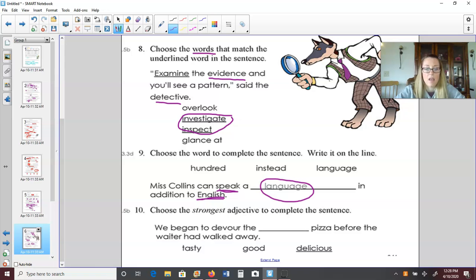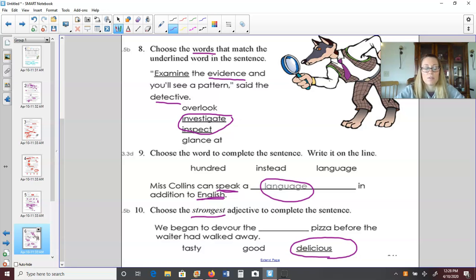And lastly, number 10, choose the strongest adjective to complete the sentence. We began to devour the blank pizza before the waiter had walked away. Tasty, good, or delicious? Good pizza, tasty pizza, delicious pizza. That is the strongest one.